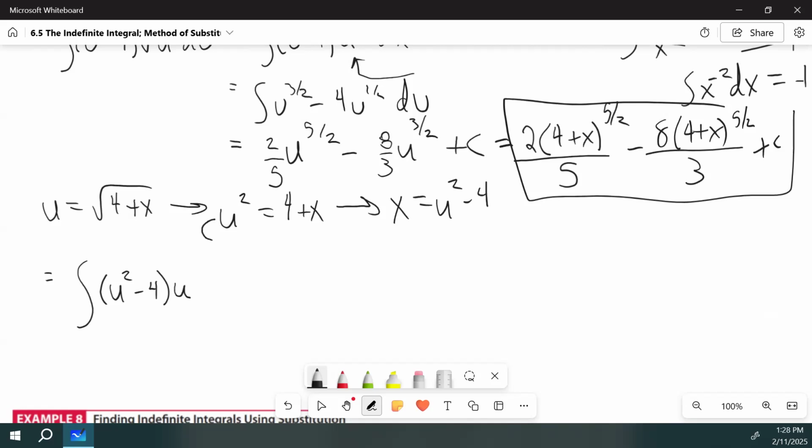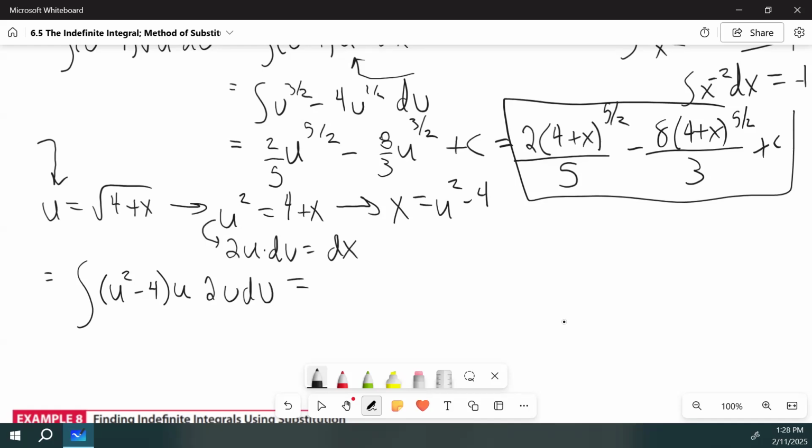Now here we differentiate the u squared, so it'd be 2u times du equals dx. You could differentiate this u here, but then it becomes more complicated with the square root. So the 2u du is going to replace the dx, so 2u du. All right.